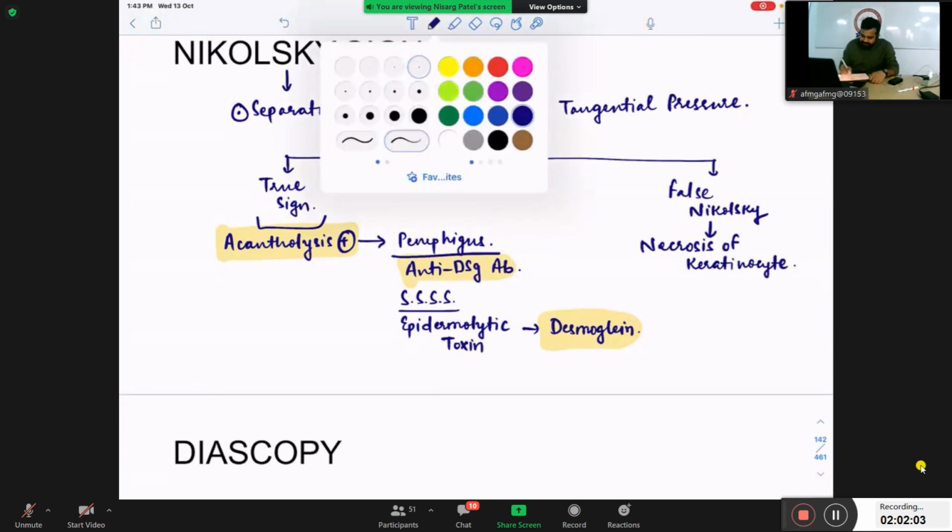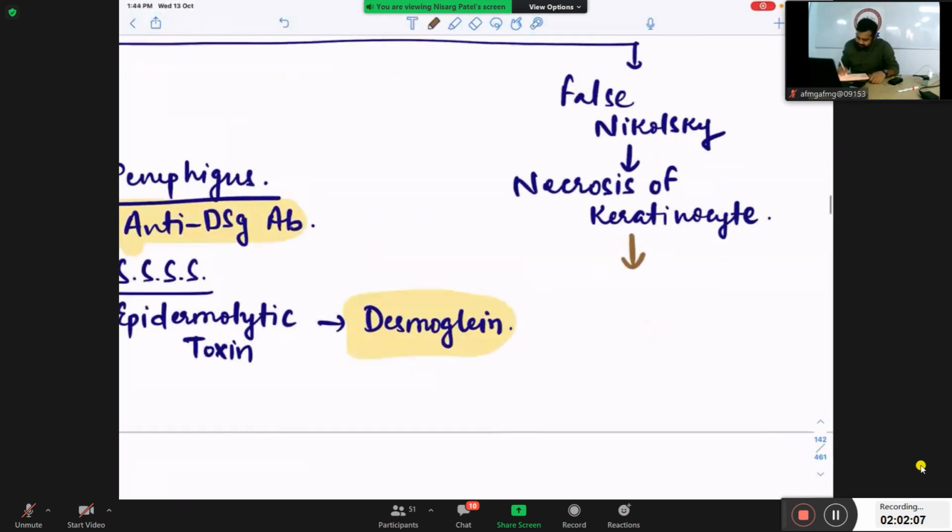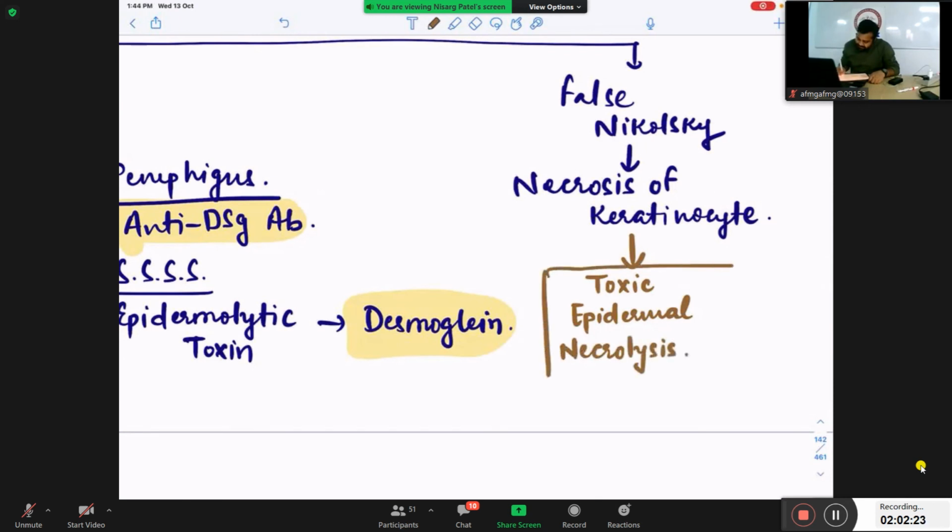So in which disease is there an extensive necrosis of the keratinocyte? It is toxic epidermal necrolysis. We commonly use the short form TEN. Toxic epidermal necrolysis.